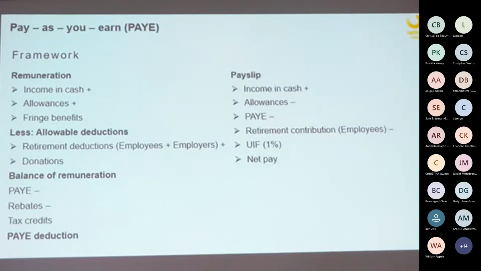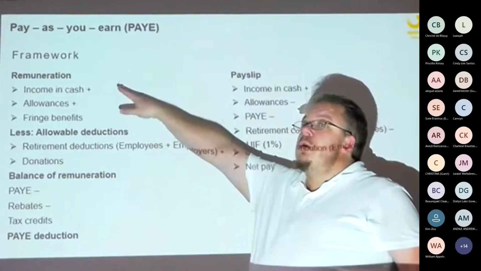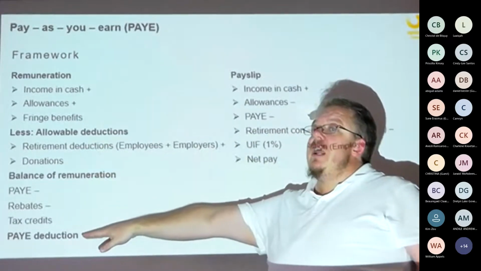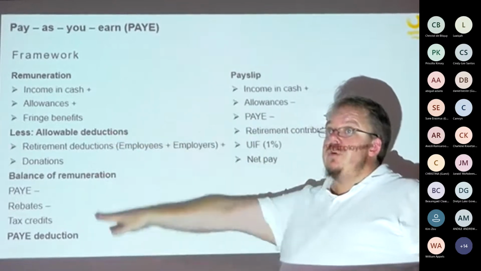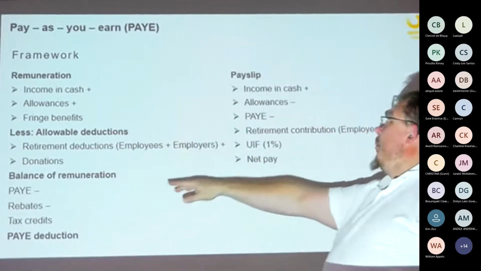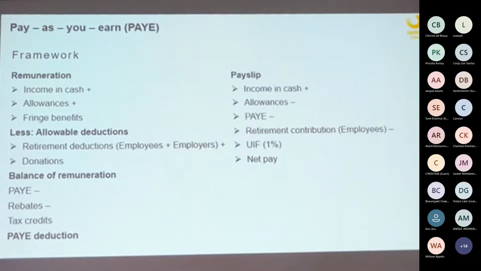Okay. Then we get a PAYE deduction. Now this is all nice, it's a calculation and everything, but this is not what your payslip is going to look like. Your payslip is going to show your income and tax in cash, physical money that you receive, your allowances. It's not going to show your fringe benefits. And then it's going to deduct your PAYE.